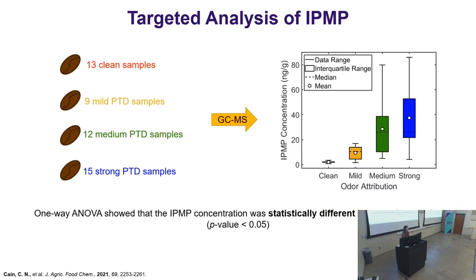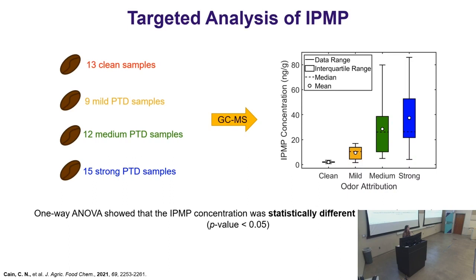In our preliminary study, we took coffee beans that were sorted based upon their aroma. We had clean coffee samples, meaning that they had no off aroma, and then we had mild, medium, and strong potato taste defect samples from this Great Lakes region. We ran a targeted analysis of IPMP just using one-dimensional GCMS. What we found was that the concentration of IPMP increased as the strength of odor attributed to potato taste defect also increases, as the box and whiskers plot shows you on the right-hand side. This was a statistical difference in IPMP concentration between odor attributions.